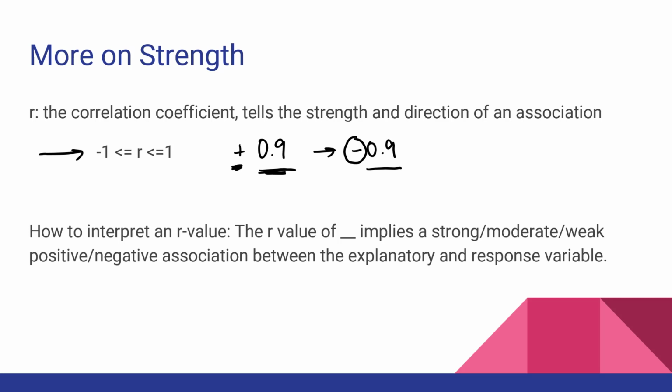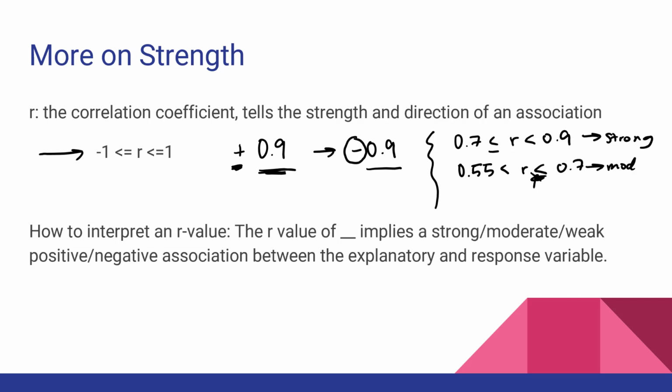So the best way to think about this is to think about absolute value. So if the absolute value of the R value is close to 1, that means there is a strong association. Generally, when you're telling strength based off of R values, the rule is that if it's between 0.7 and 0.9, then it's a strong association. If it's between 0.55-ish and 0.7, then it would be moderate. And if it's between 0 and 0.55, it is a weak association. And to account for the negative R values, just put in absolute values.